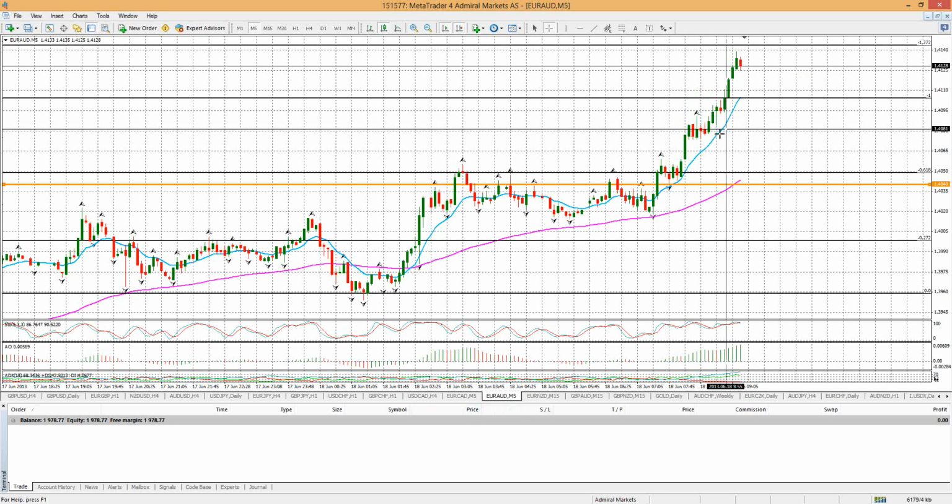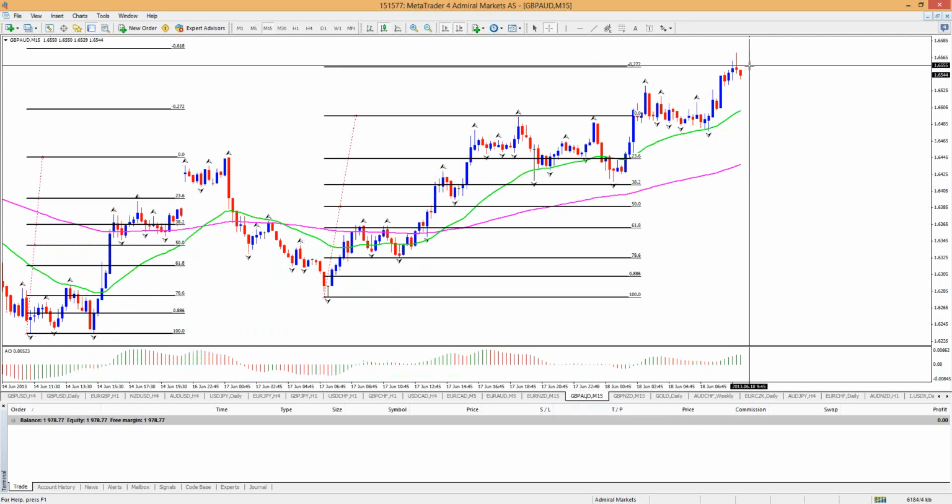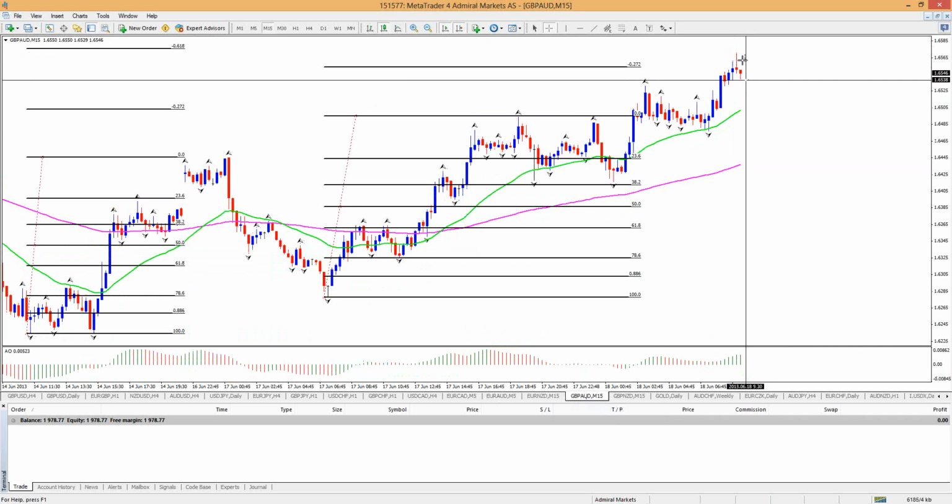Then again, if it's really a good move, it does make sense. So next time, if you see something like this, just warn me because I'm looking at other charts. I'm really focused on this chart.